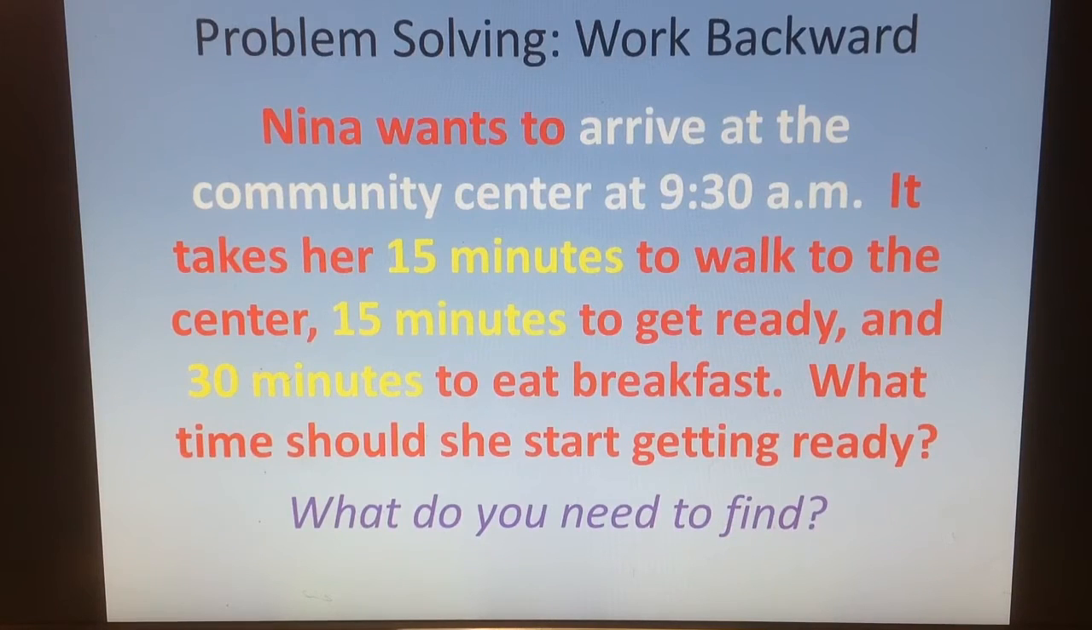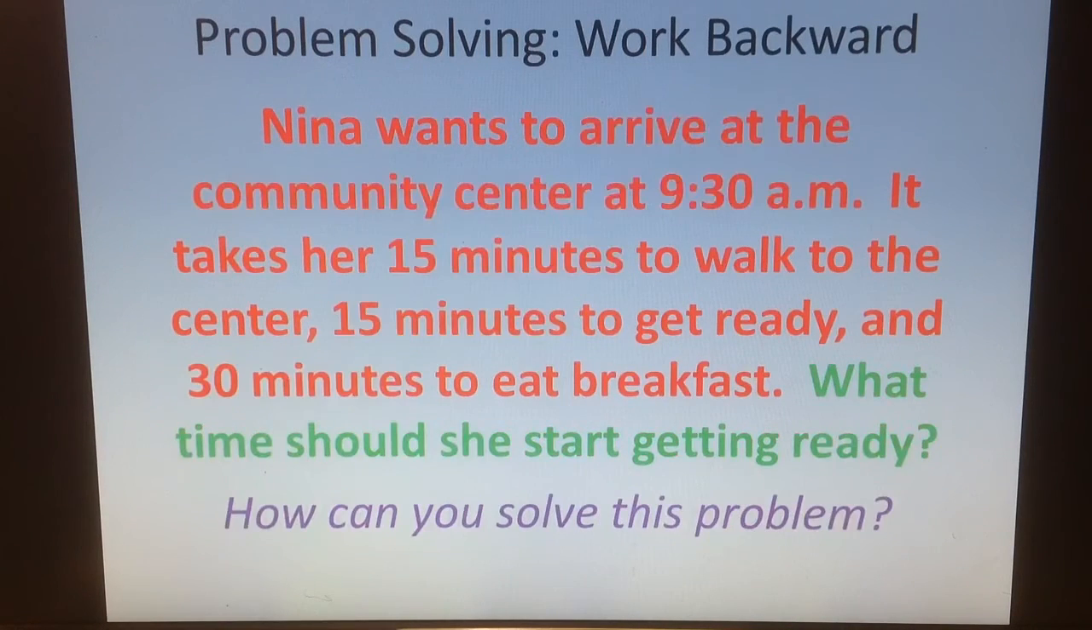Then we ask ourselves, what do you need to find? In other words, what is the question asking you? Students know to look for that at the bottom usually. What time should she start getting ready? Okay, so now that we know the important information and we know what we're trying to find, how do we solve this problem? Well, we go back to the information that we know.